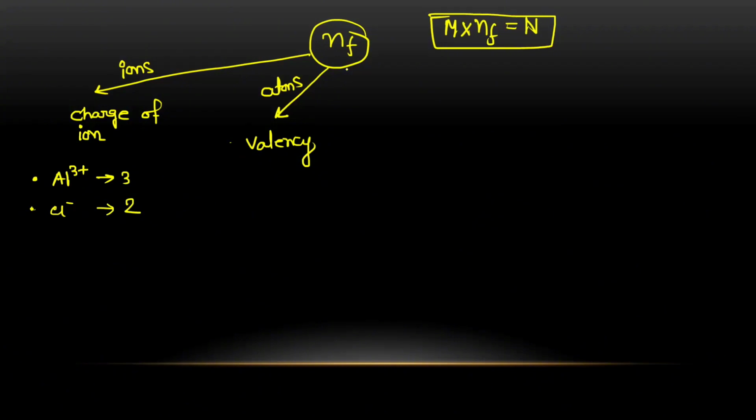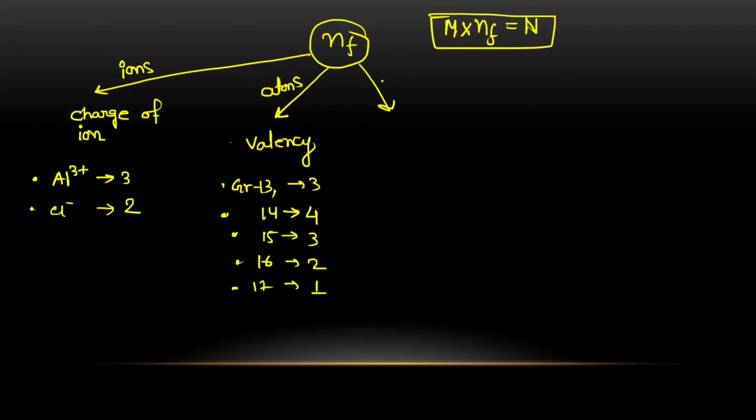How will you get to know about valency? If we have an atom from group 13, that means boron, aluminum, gallium, indium, thallium, then n factor will be 3 because their valency is 3. Group 14, then n factor is 4. Then group 15, that is nitrogen, phosphorus, will have valency 3. Next group 16, that means oxygen, sulfur, has valency 2. Now group 17, chlorine, fluorine, bromine, iodine, valency is 1. So this is basically valency. This is for atoms.